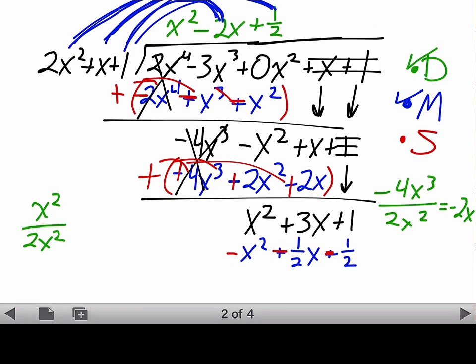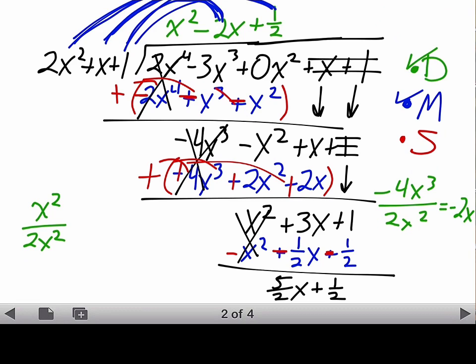And if I can get just a little more room down there, x squared, subtract away. 3 minus 1/2, I'm going to write that as 5/2 attached to x. And 1 minus 1/2 is positive 1/2.